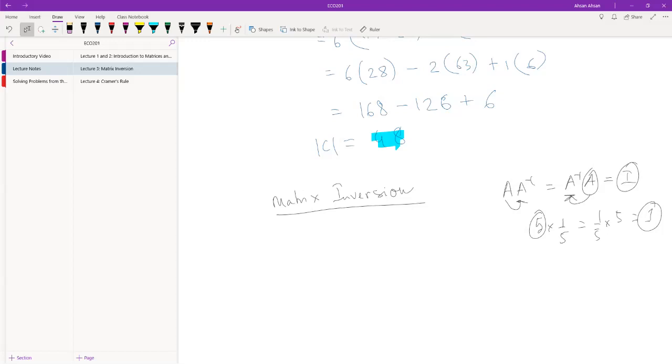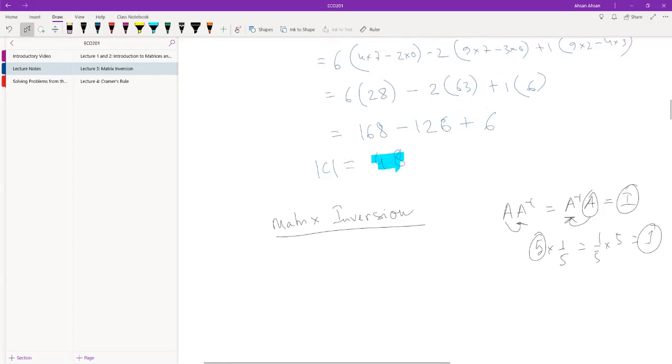Where most of the mistakes in matrix inversion come from during quizzes or exams is that people forget the steps. So all you have to remember is the steps. So I'm going to write down the steps now.